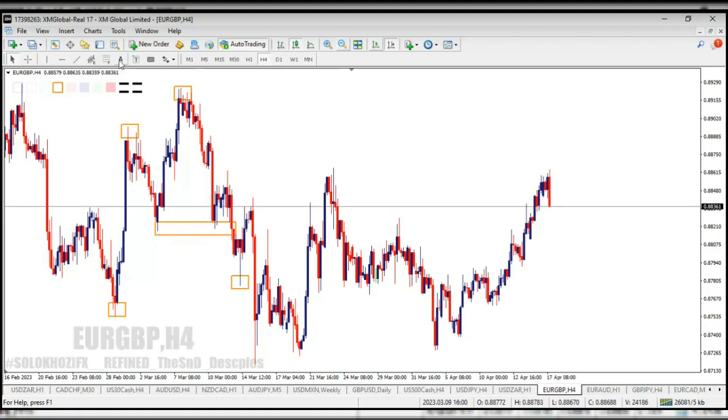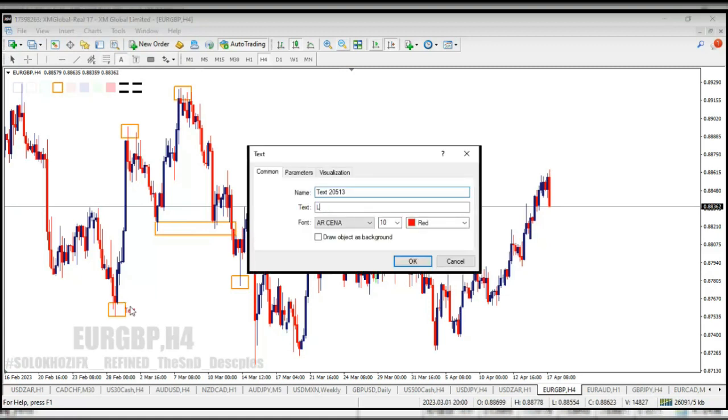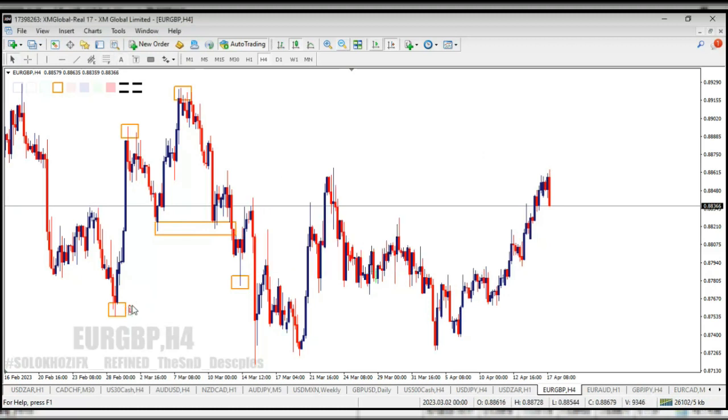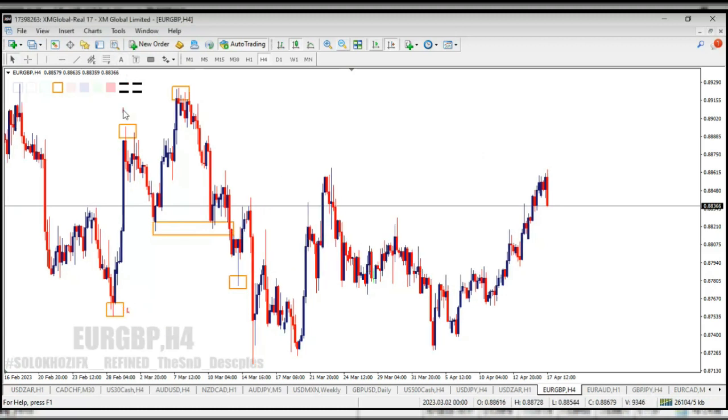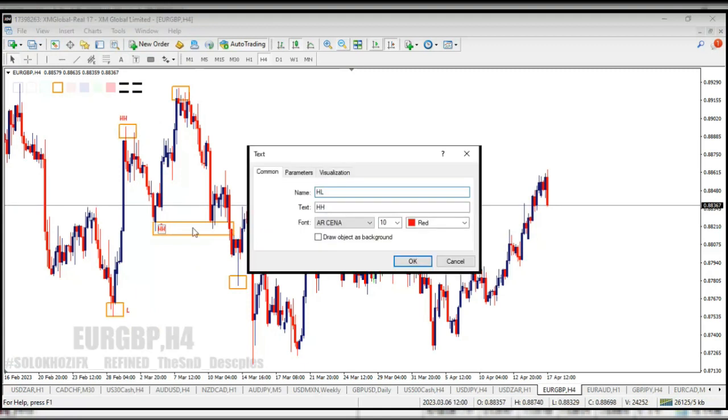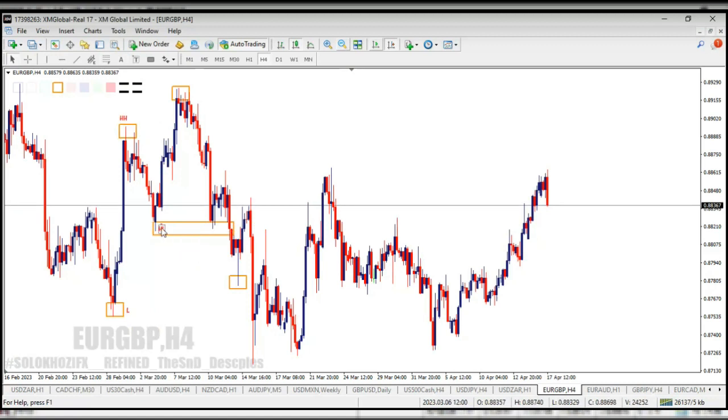So let me just label this real quickly. So here's our low. And then we have a high here. This is our higher low. And then this was our last high on the time frame that we have opened.